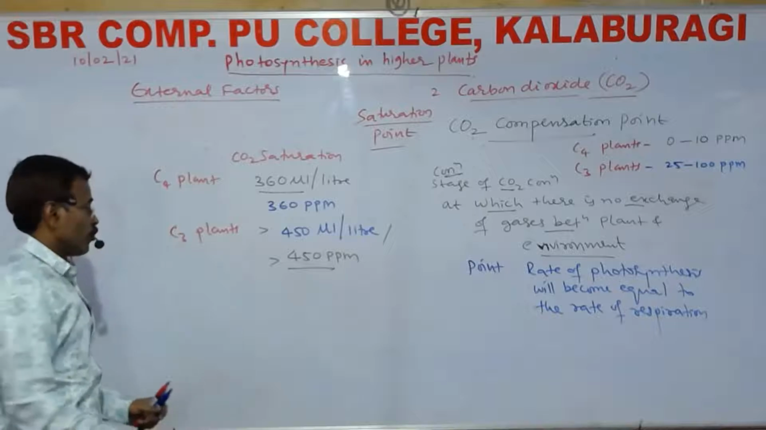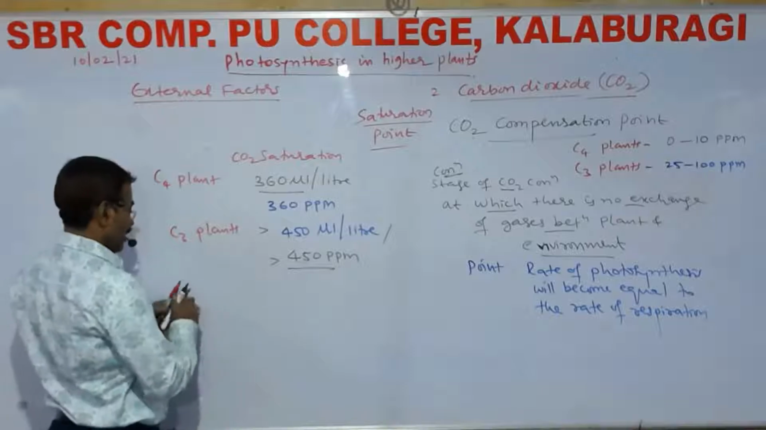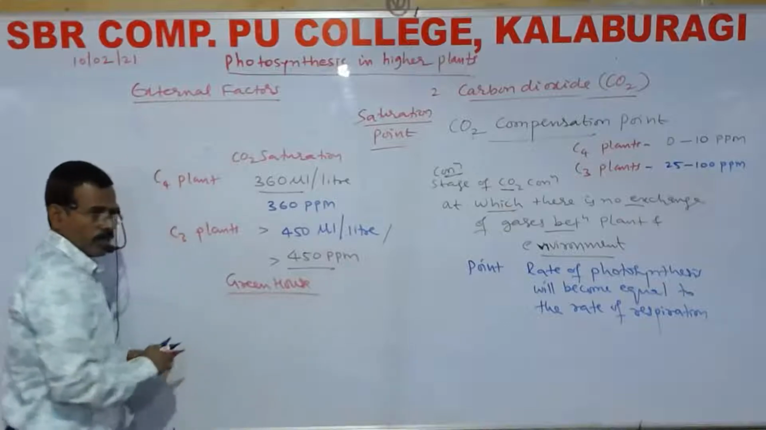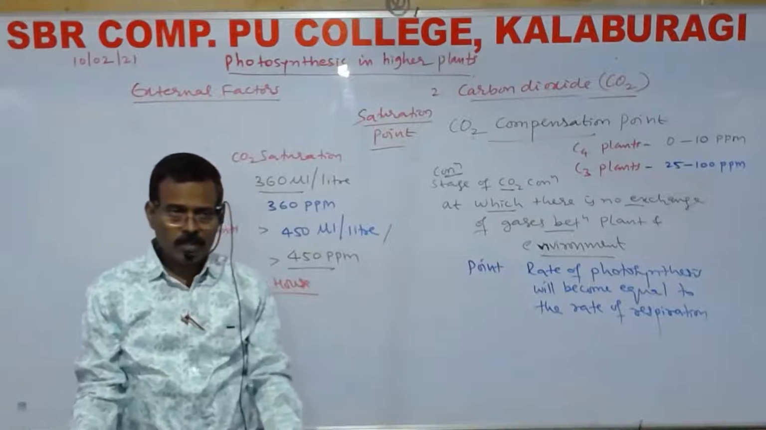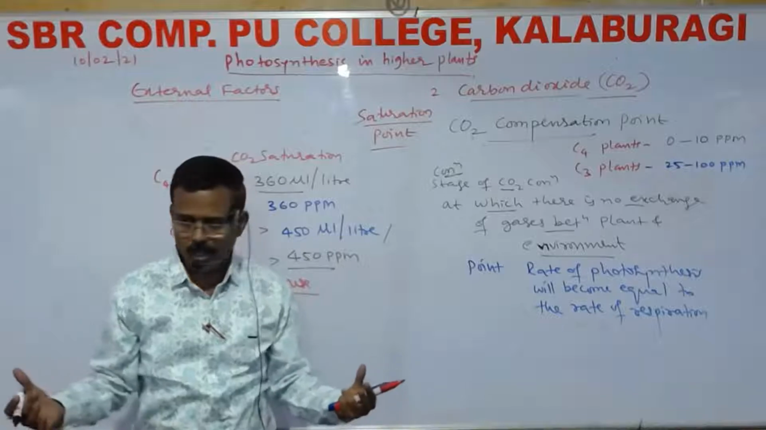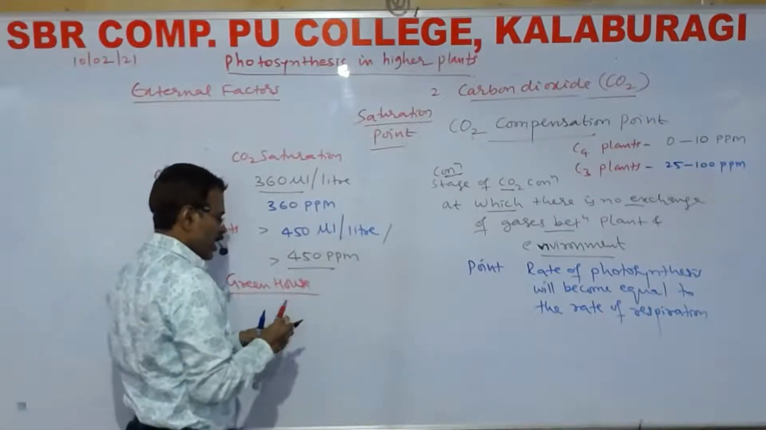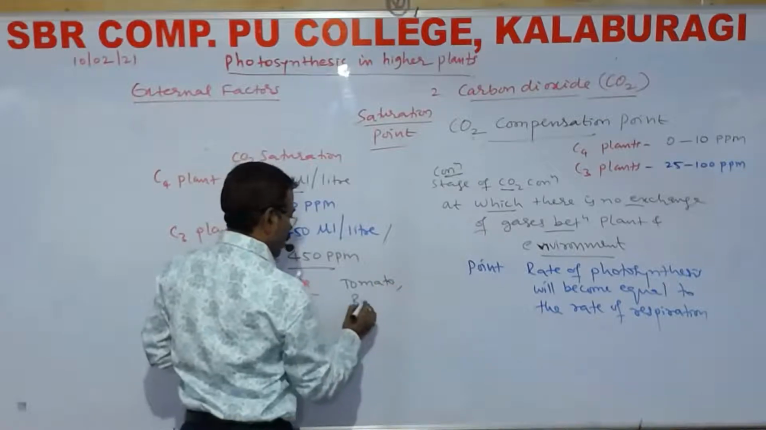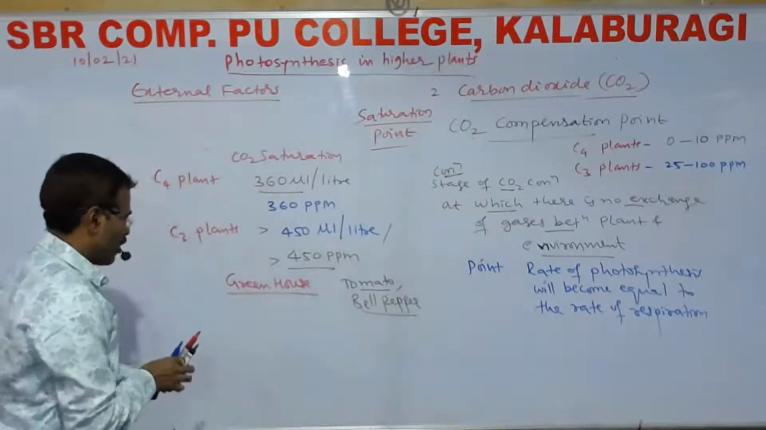Okay. See, we grow certain crops in what we call a greenhouse. Greenhouse crops, what we call. Greenhouse means a big glass house. Under that we cultivate some crops, some plants: ornamental plants, horticultural plants, some crop plants. So in a greenhouse, crops like tomato and bell pepper can be grown, can be cultivated.